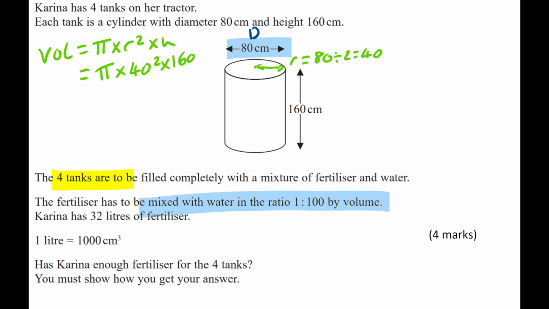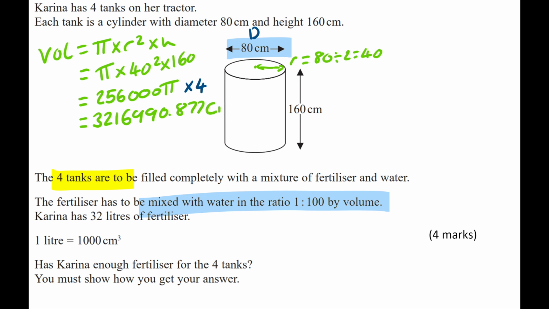So I'm going to type that in now. So pi times 40 squared times then 160, and that gives you 256,000 pi. We've then got 4 tanks, so we now need to just multiply that by 4. So when you multiply that by 4, you then get 321,690.877.